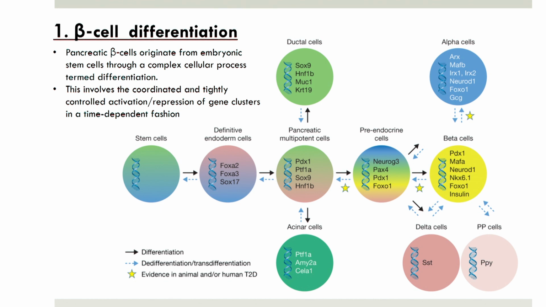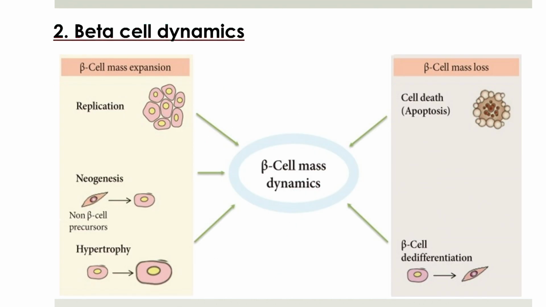Now as they differentiate, many of these gene clusters are expressed and some of the gene clusters are repressed. So in de-differentiation, some of the gene clusters which are supposed to be repressed become expressed. So one, we should try to understand what is beta cell differentiation. Second, we should try to understand what is beta cell dynamics. So beta cell dynamics is basically a balance between your beta cell expansion and your beta cell loss.